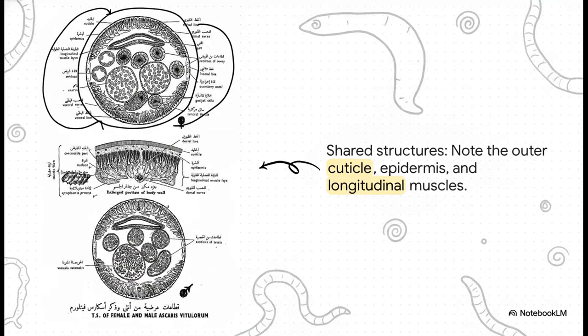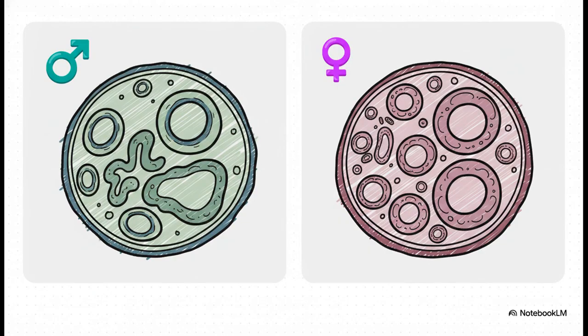I want you to focus on the outermost layer of either of these diagrams. That thick, protective layer is the cuticle. Right underneath that, you have the epidermis and then a layer of longitudinal muscle. Also take a look at the dorsal, ventral, and lateral lines. These are important features you'll find in the body wall. Now for the good part. Let's look inside the body cavity, which, by the way, is a pseudocoelom.